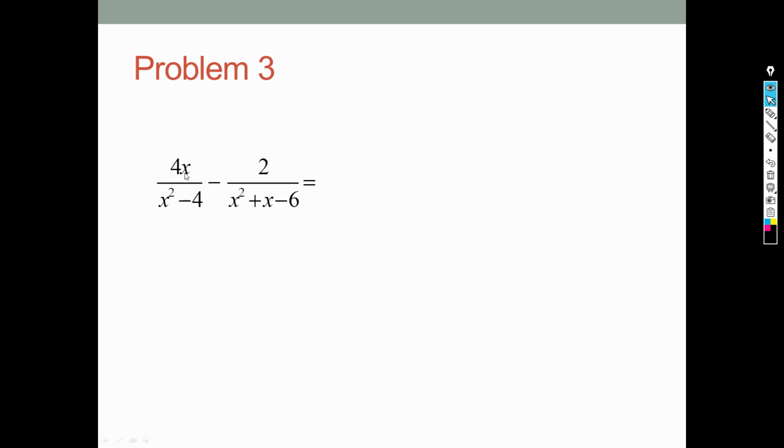Now here, I have 4x over x squared minus 4 minus 2 over x squared plus x minus 6. Well, here the denominators are not the same. So my first step would be to factor the denominators. X squared minus 4 is the difference of squares. We've done something like that already. X squared plus x minus 6, that's a trinomial. So we use the method for trinomials. So what do we get?